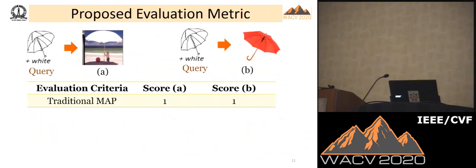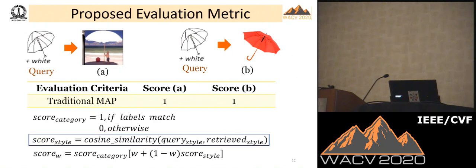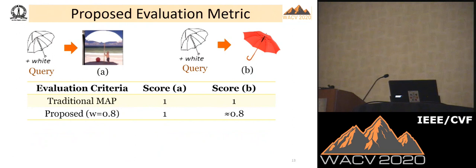We now introduce the modification in evaluation metric. Let's consider these two retrieval examples where traditional MAP scores them both equally as 1. However, the image in B should be penalized as the color of the same is not matched with the query. We introduce this style consideration in evaluation metric through a style score. And here is an example of how it makes a difference in case of style augmented SBIR.